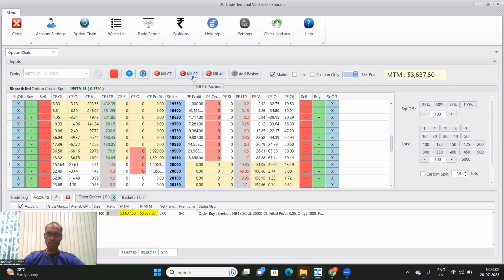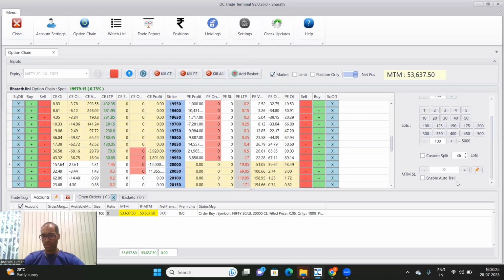If you want to kill puts, the market starts falling. You want to exit puts. You don't have to go to your market watch or put in an order, nothing to do. Just press the kill put button, and all the put positions will be killed. So let's say some MTM has been achieved. You want to kill everything. Just say kill all. Every position that you have in this option will be killed very comfortably.